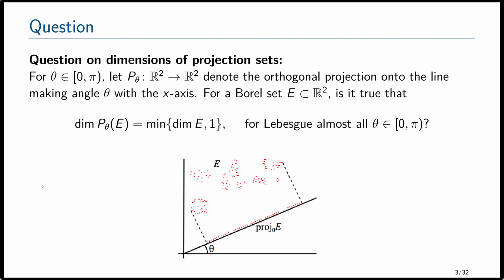A classical question. If we fix an angle theta and let P_theta denote the orthogonal projection onto a line, and we are given a Borel set, a general set, is it true that the dimension of the projection set is equal to the minimum of the original dimension and 1, for almost every direction theta? Here the dimension could be box dimension, Hausdorff dimension, packing dimension, or some other dimension. This question is one of the central questions in geometric measure theory.